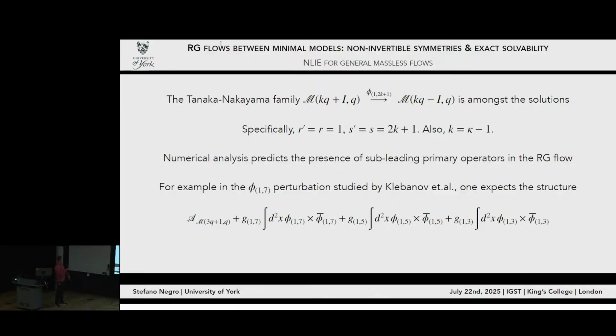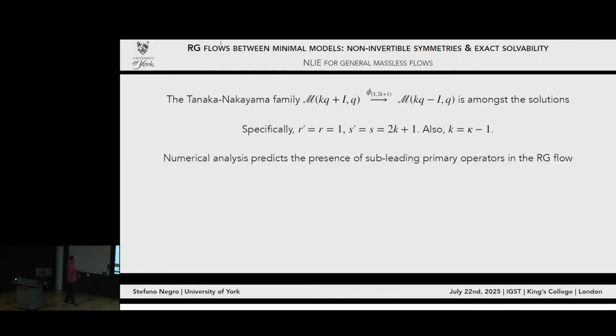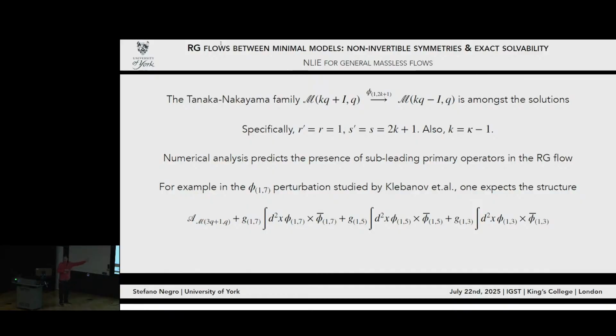And additionally, one other thing that we find is that if we do numerical analysis, the theory really doesn't only contain the first relevant operator, the one that is dictated by this dimension here. So this is a fixed one. This is the most relevant operator that appears in the UV. But as I said before, there might be subleading terms. And numerical analysis tells us that we should really add also these two. For example, in 517, we should also add these two.